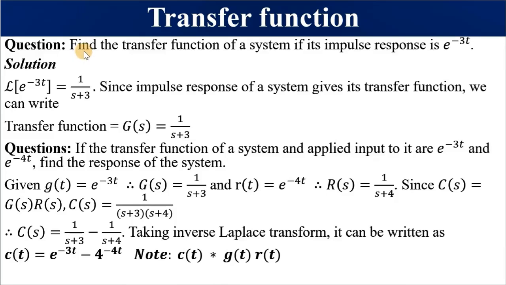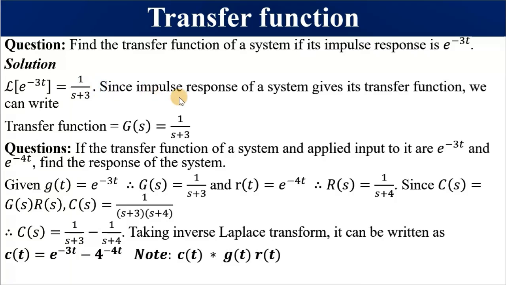Another worked example, and the question goes: find the transfer function of a system if its impulse response is e to the power minus 3t. We are going to look at the solution. We are now going to find the Laplace transform of the system, and this is the Laplace transform of e to the power minus 3t. And guys, we know that the Laplace transform of this equation is equal to 1 divided by s plus 3. This was the reason why we looked at Laplace transform before transfer functions.